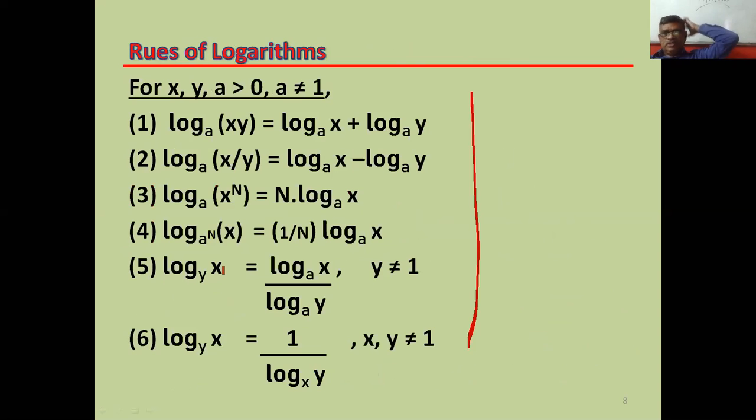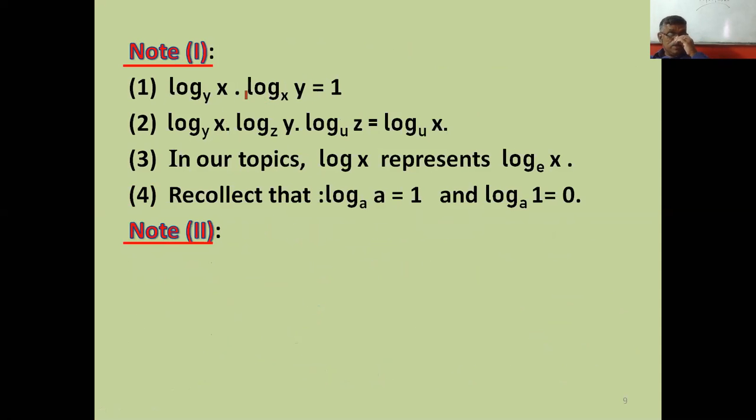Log x base y is log x upon log y. If you interchange x and y, it is a reciprocal: log x base y is 1 upon log y base x. And the product log x base y times log y base x is 1. If you have many, log x base y and log y base z and log z base u, it is ultimately log x base u. When I don't write the base in our topic, it is log x base e. Right? Log a base a is 1, log 1 base a is 0.